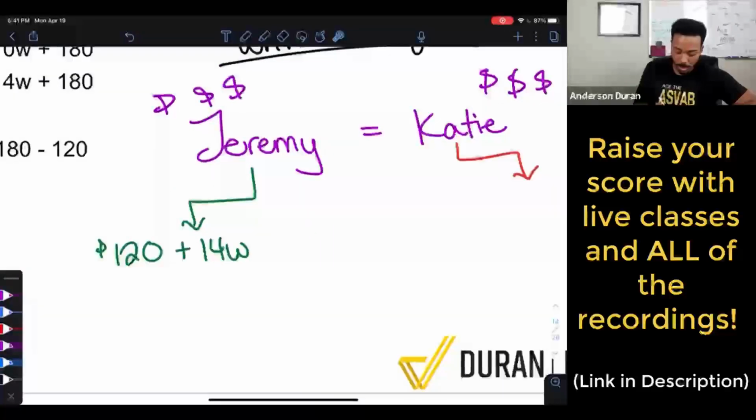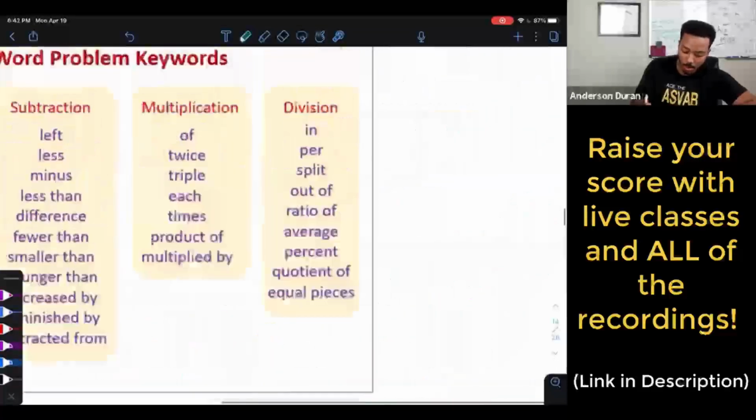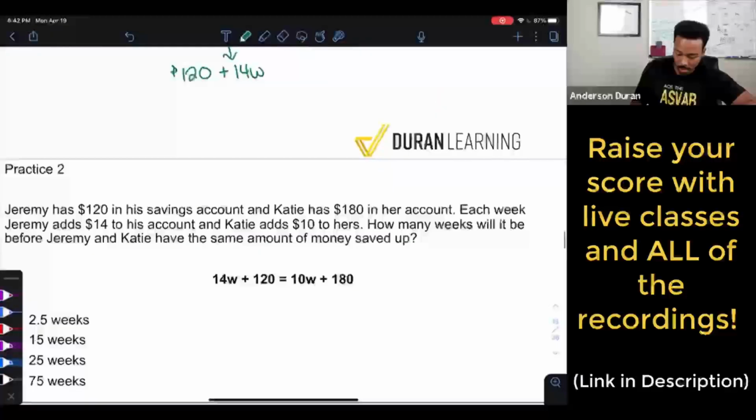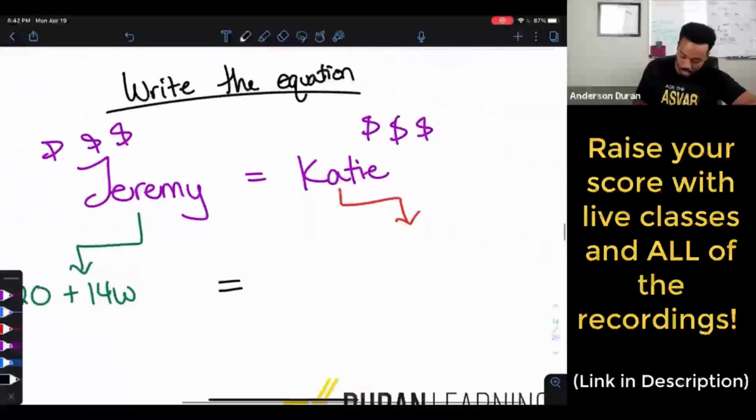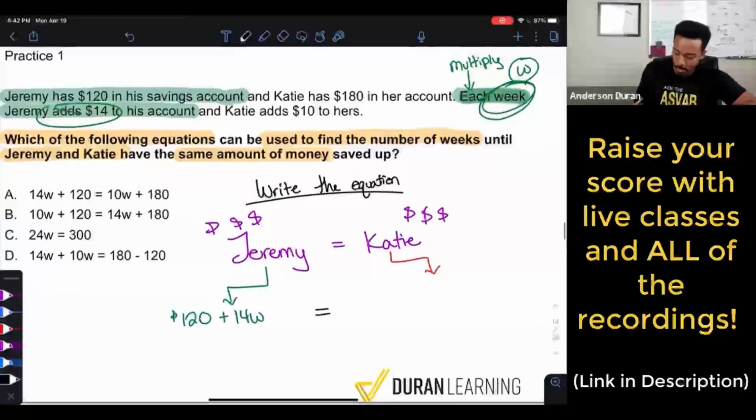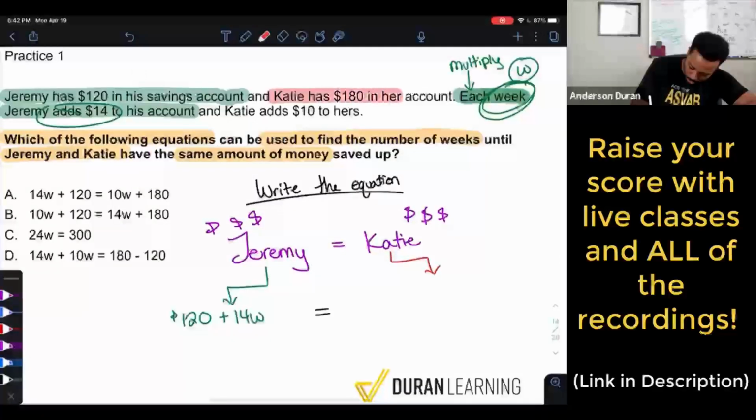But there we are. We have the 120 plus $14 per week. That's why it's multiplied. What you started off with, and you're adding on 14 every week right there. And somehow, this is supposed to equal Katie. Now let's talk about Katie real quick. Katie has 180 in her account.